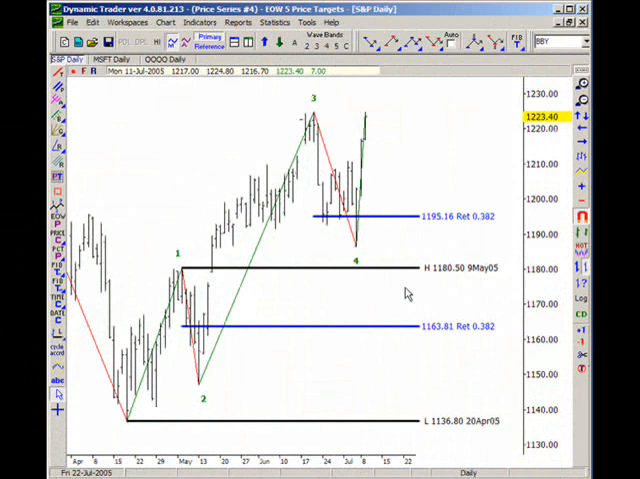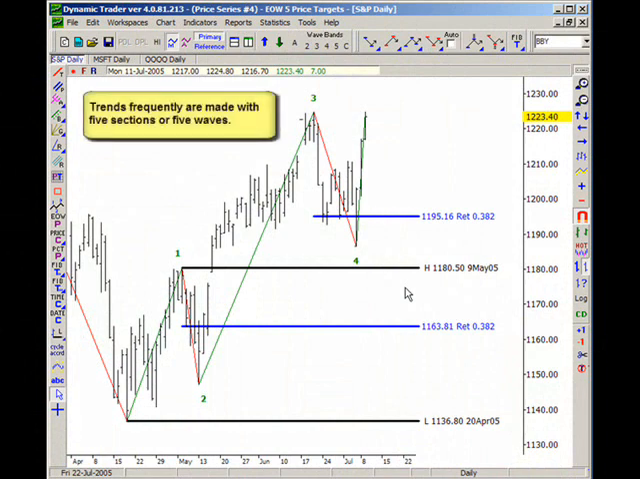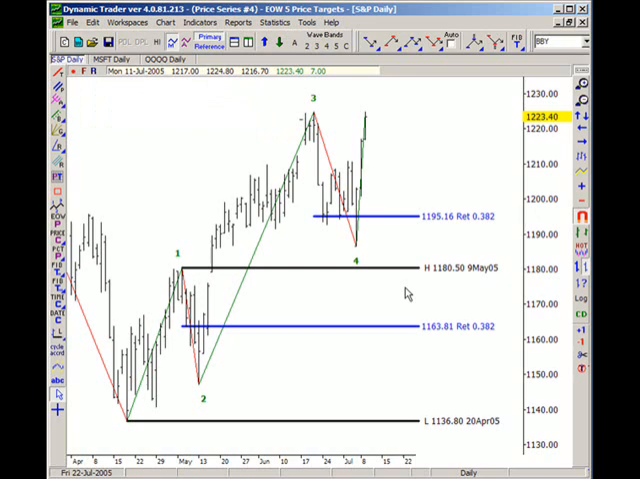The second pattern we're going to look at for our end-of-wave price target zones is called a 5-wave trend. In Elliott wave terms, it's called an impulse trend. Now, the purpose of this tutorial is not to make you experts on Elliott wave, but to bring to your attention that trends frequently make 5 waves, and they're complete at the end of the 5th wave, or the 5th section. So let's take a look at some data and look at some basic conditions that we look at if a 5-wave pattern is being made.